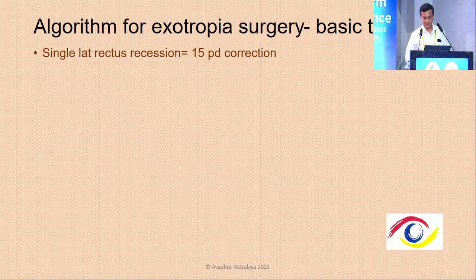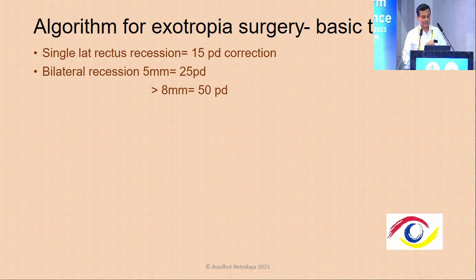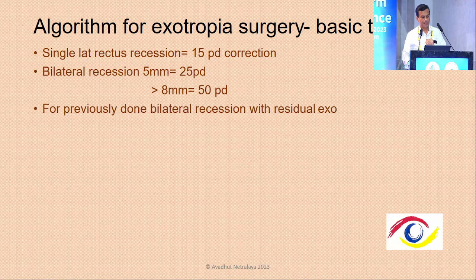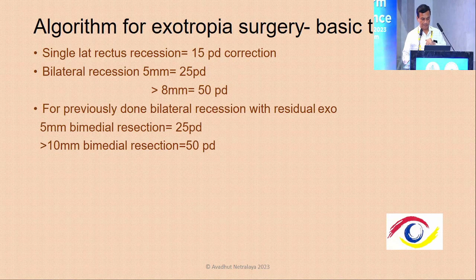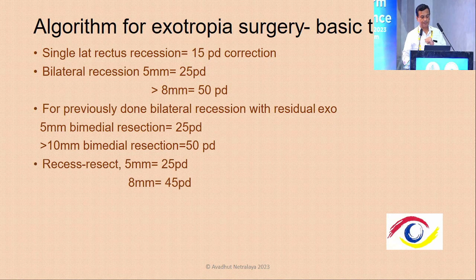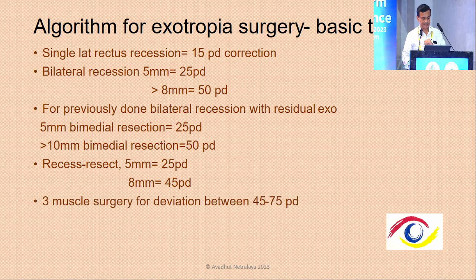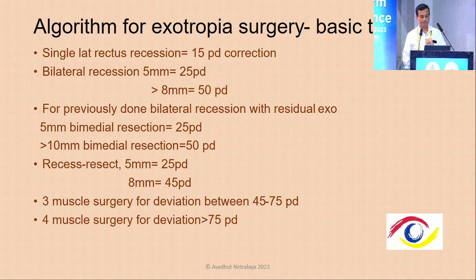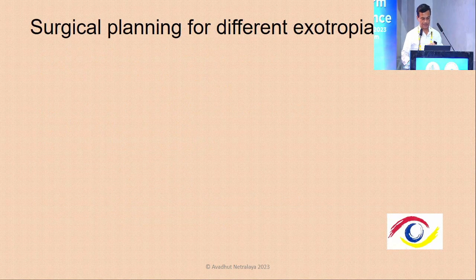This differs from surgeon to surgeon, but generally up to 15 prism diopters of exo can be corrected with a single muscle surgery, usually. If you do a bilateral recession of 5 millimeters, it is able to correct around 25 prism diopters. So anything beyond 20 prism diopters, take two muscles into consideration. The same applies for bilateral recession, for medial resection, when you have already done a recession and you have not got a desired result. A recess resect of 5 millimeters will also produce around 25 prism diopters, though this varies actually. Remember that anything beyond 45 prism diopters of exo, it is better to do a 3 muscle surgery, and anything beyond 75 prism diopters, you need to go for 4 muscle. I usually don't do 4 muscle in one sitting. I usually keep one muscle for later on.